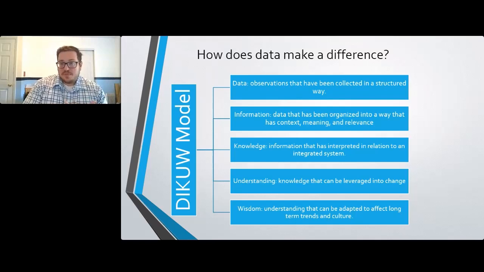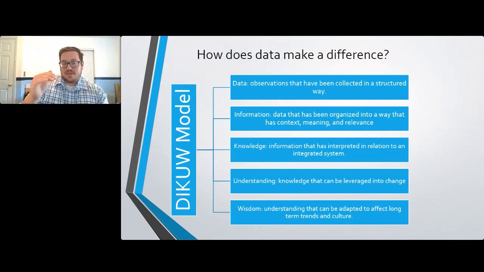So we're going to go through a couple of definitions here. The first one is data. And it's been a great day of presentations, and you all have heard that word probably a million times by now. What we didn't learn is whether you say it data or data, and that's still an open question. So, but what data is, is observations that have been collected in a structured way.